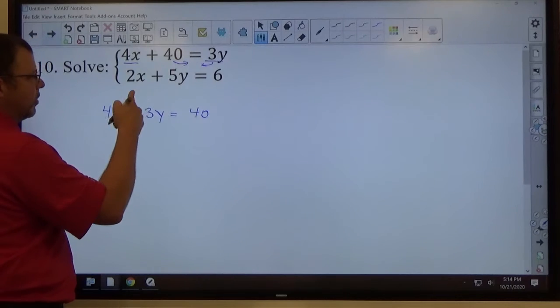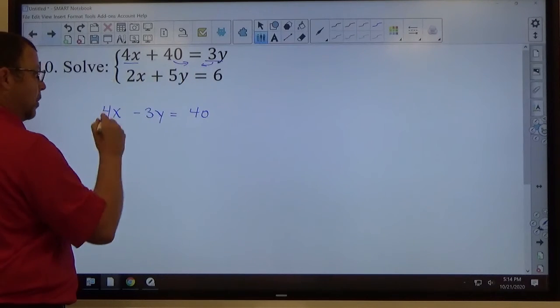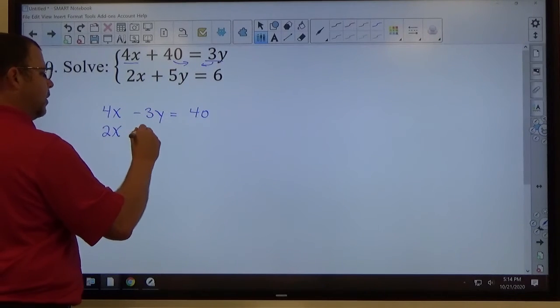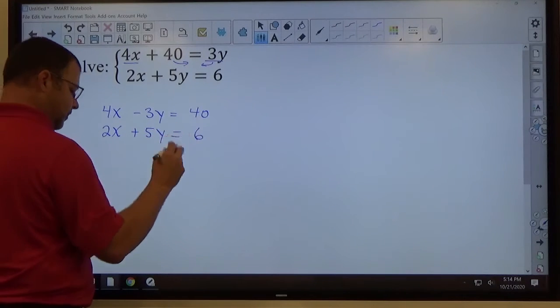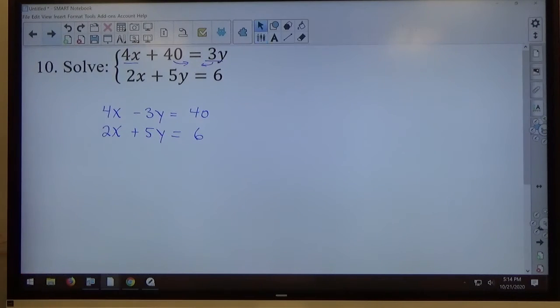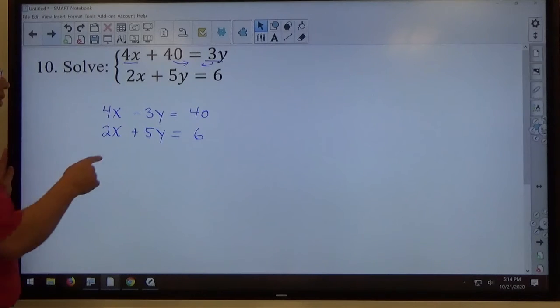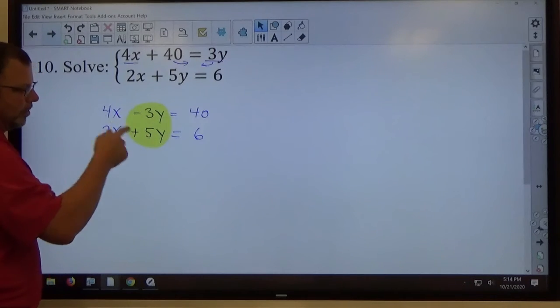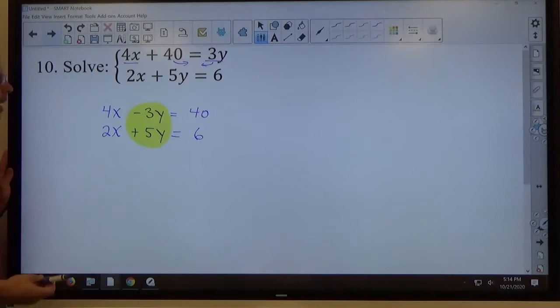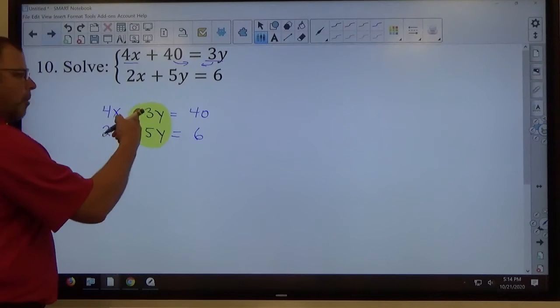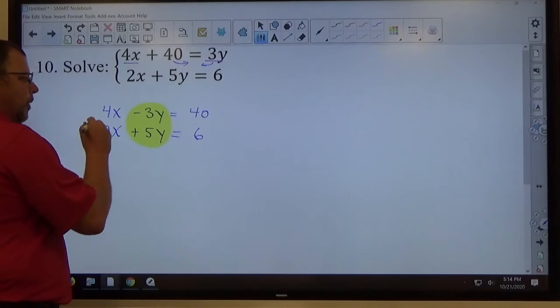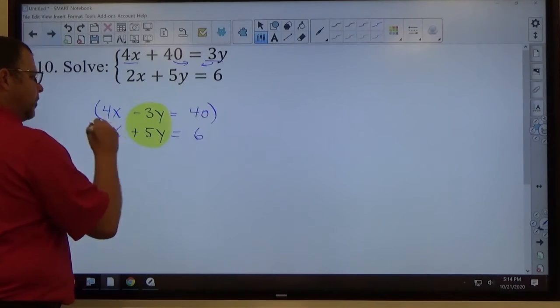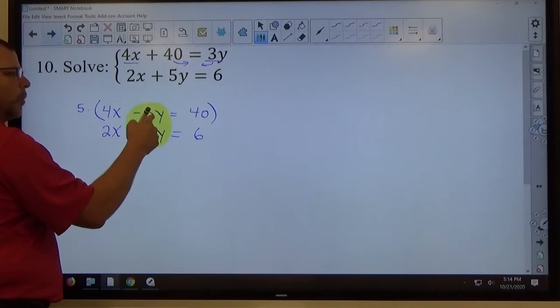Then the bottom equation says 2x plus 5y equals 6. That's in perfect order. Next task is to decide, I'm going to get rid of x, or I'm going to get rid of y. It's your choice, doesn't matter. I'm going to choose to get rid of y. I like opposite signs, so I don't have to deal with any multiplication by negatives. So I want to make 3 and 5 into the same number through multiplication. That number is going to be 15. 5 times 3 makes 15.